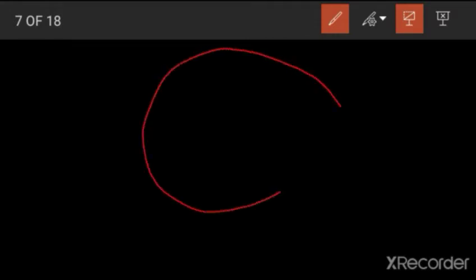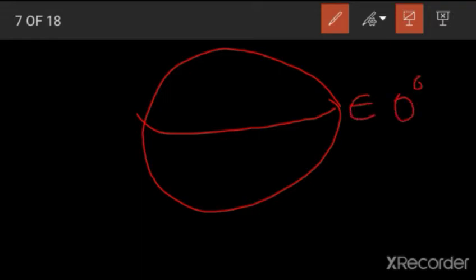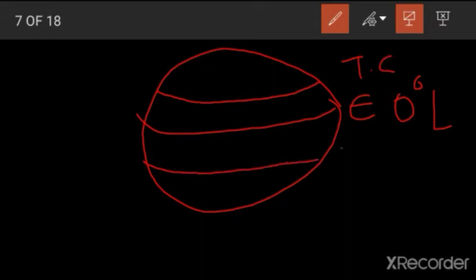For example, this is our earth. Sorry for the drawing. This is our equator, that is 0 degrees latitude, and this is our Tropic of Cancer, and this is our Tropic of Capricorn, and this is the frigid zone.